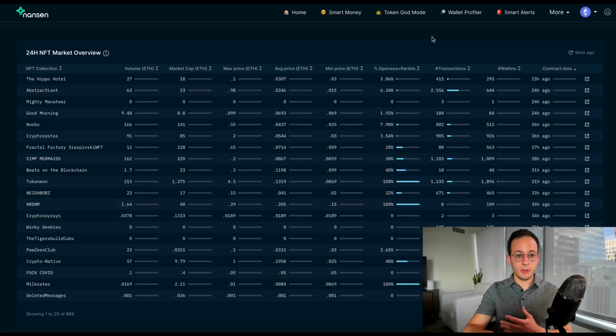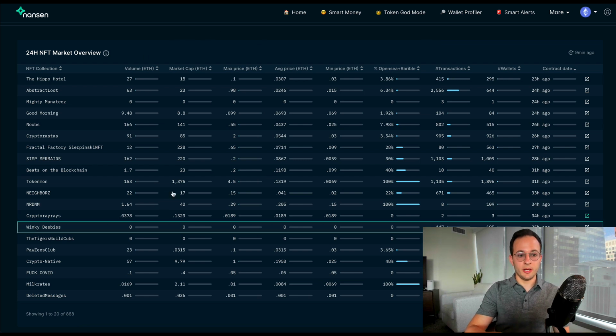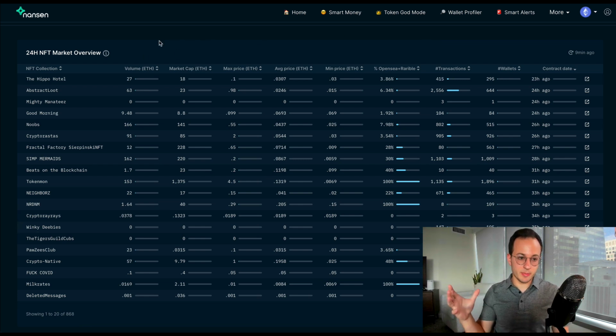Now that we've sorted by contract date, and again, this is something you can do on OpenSea or Etherscan if you don't have a Nansen subscription, we can now start to look at the volume here all the way on the left, and this is going to tip us off to any really popular project. So we're on the first page here, and it doesn't look like there's anything sticking out yet. So we'll just go to the next page here, page 2.